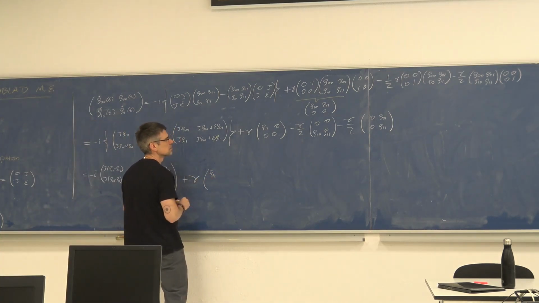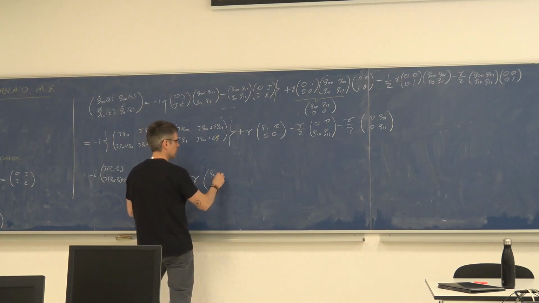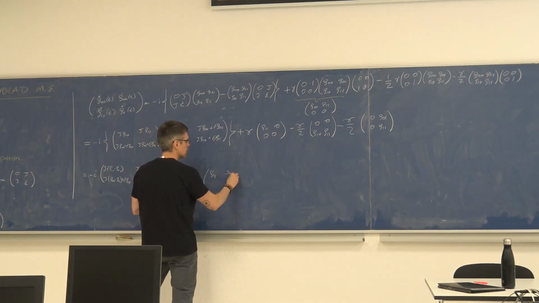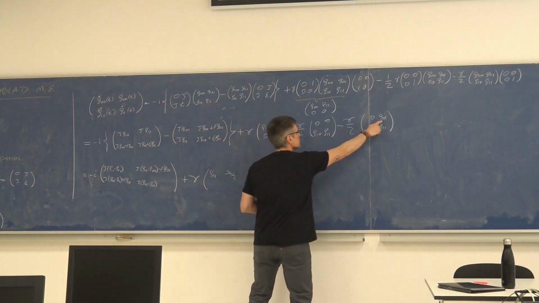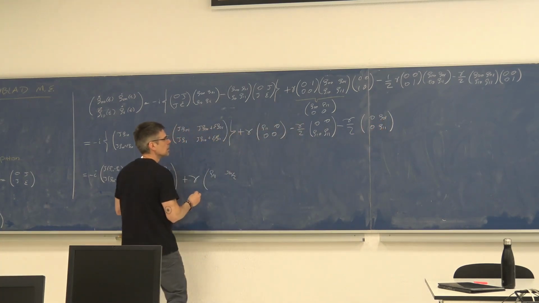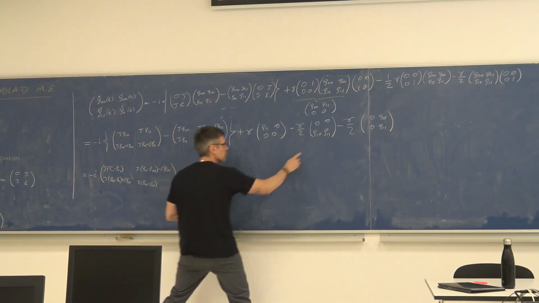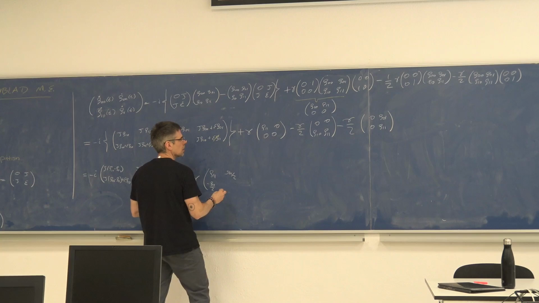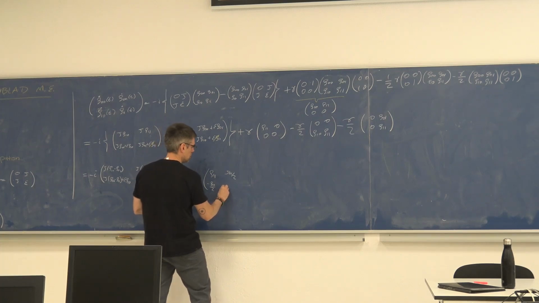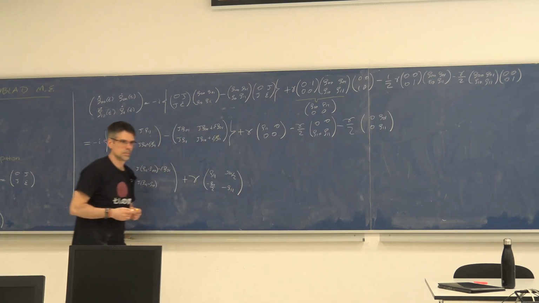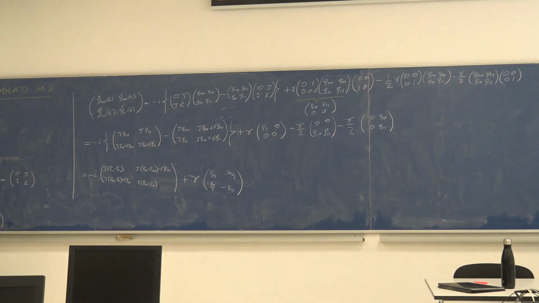Row 1 1 minus row 0 1 half, no, from here, minus row 1 0 half from here, right, minus row 1 1. Okay? And basically that's it.